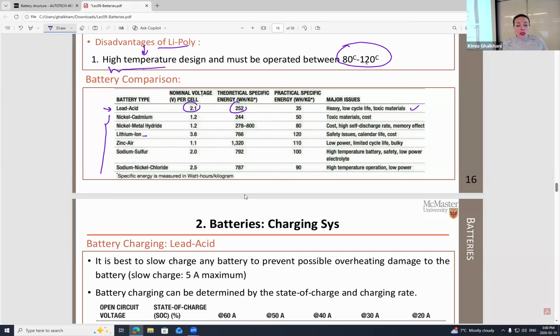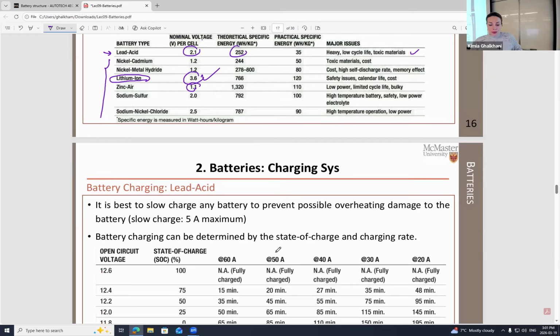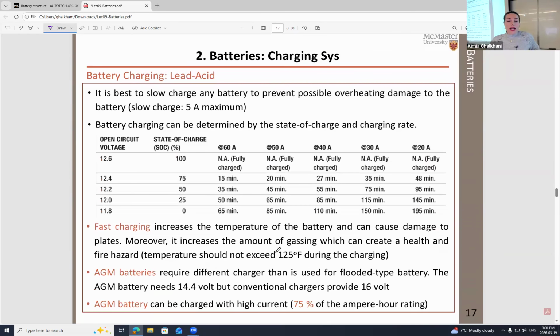For example, in this table, you can see lithium-ion has the highest nominal voltage, and that's why we say lithium-ion is the best choice for electric vehicles, since in an electric vehicle application, the battery is the only source, right? But for a hybrid electric vehicle, we can use other sources as well. And of course, zinc-air has the lowest nominal voltage, and that's the reason we do not use it for the electric vehicle application. Next, you can see another type, which is lead acid.